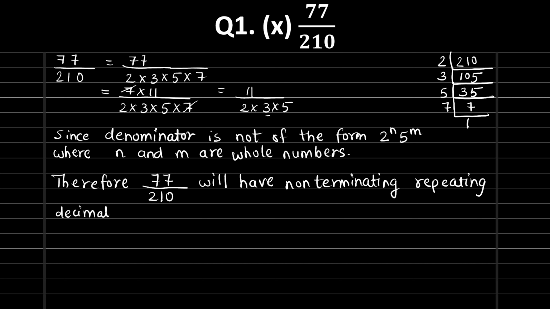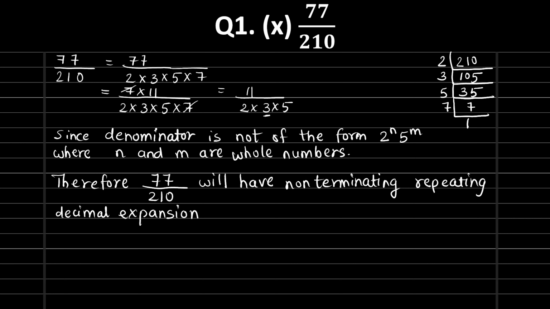So over here, what did we observe? That in the prime factorization of the denominator, we had 3 and 7 as its prime factors apart from 2 and 5 also. So therefore, we tried simplifying it. We were able to cancel out 7 because 7 was common in the numerator and denominator. But still we are left with 3. Apart from 2 and 5, we had 3 as a prime factor also in the prime factorization of the denominator.